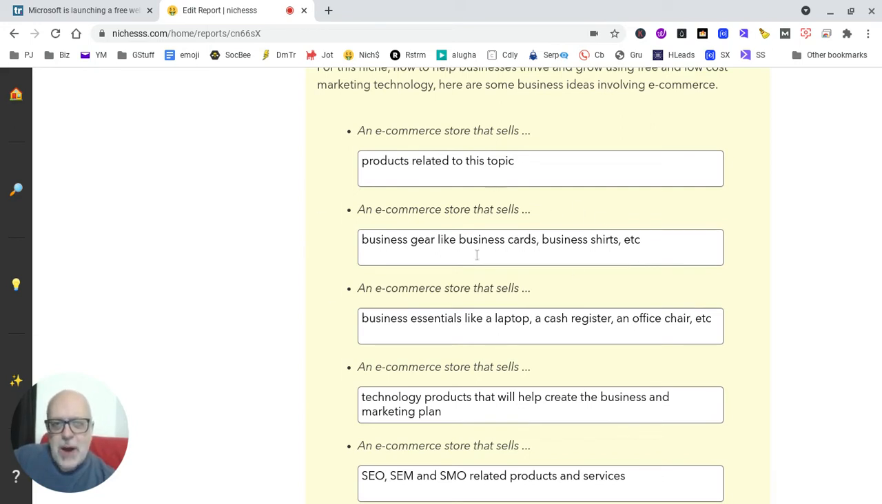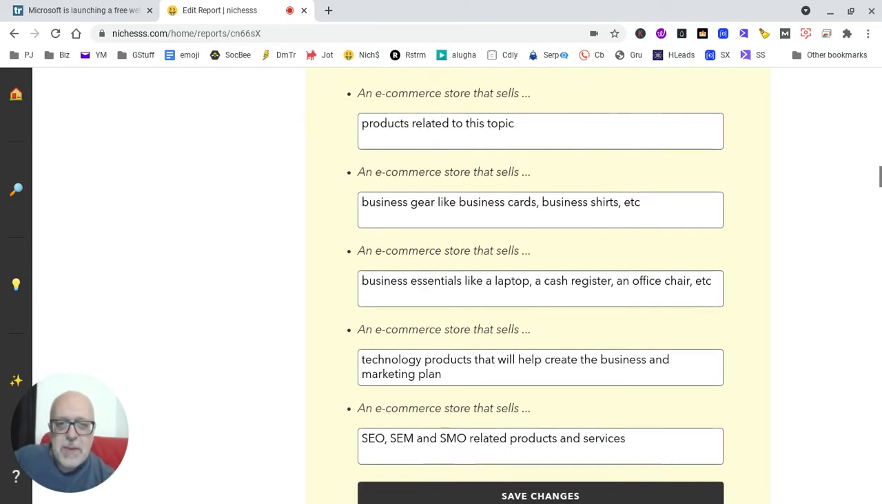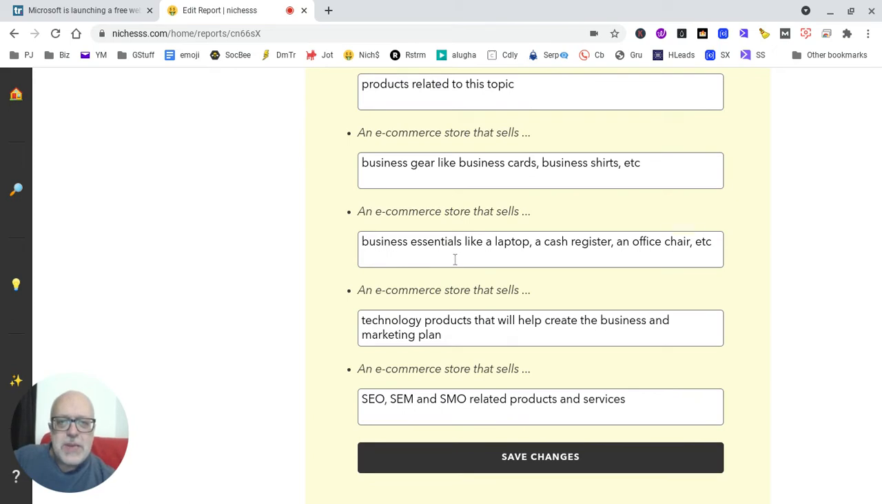These outputs, I think I put too much information in the input field, but I wanted to make it quite defined. So an e-commerce store that sells business essentials like laptop, cash register, and office chair, etc. You could spin this to be a laptop that is designed to work with AI SaaS products, so long battery life, strong Wi-Fi signals, etc.